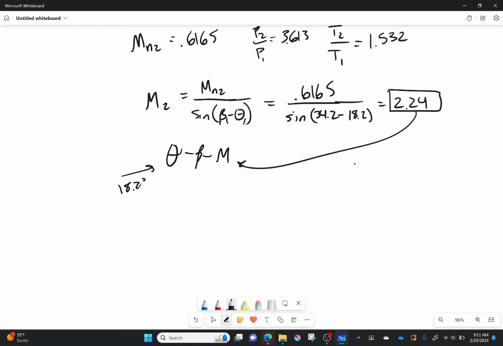Wouldn't it be the same because you have the same deflection angle? Remember, we had a different Mach number. So let's jump back now and go to our theta-beta-Mach diagram and see what it'll be for a Mach number of 2.24 and a deflection angle of 18.2 degrees.